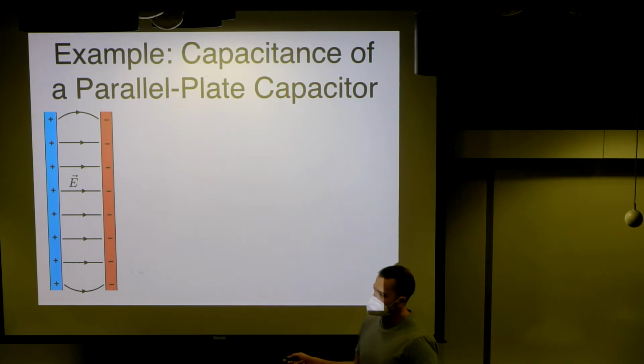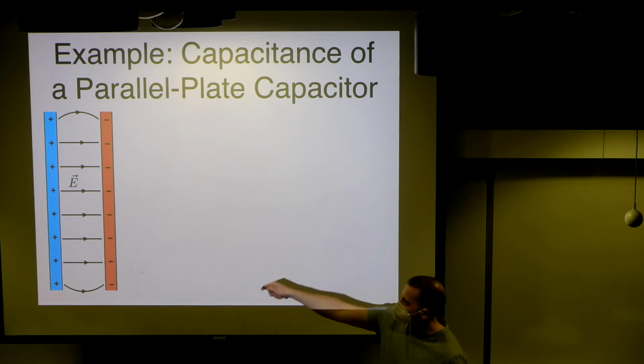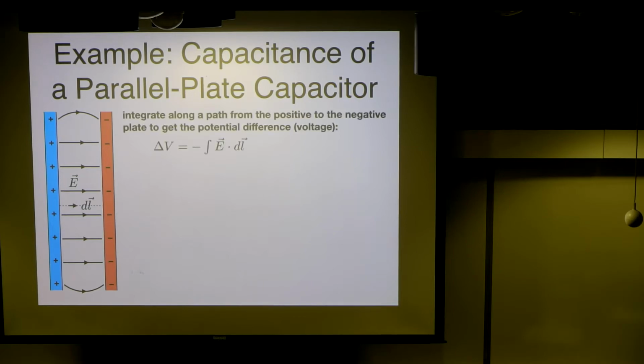By the way, in one of the previous labs, you mapped out what the E field between two capacitor plates looks like. If you recall, right in the middle, the lines are pretty much going straight from positive to negative, but towards the edges, it bends a little bit. So to calculate the voltage between the plates, we're just going to integrate over this E field from one plate to the other.